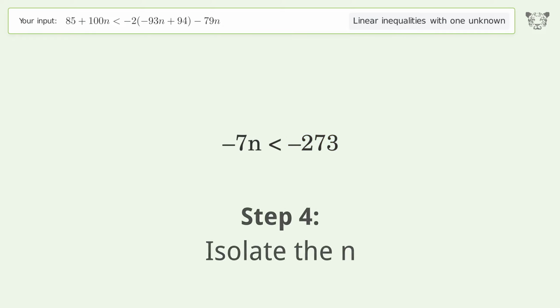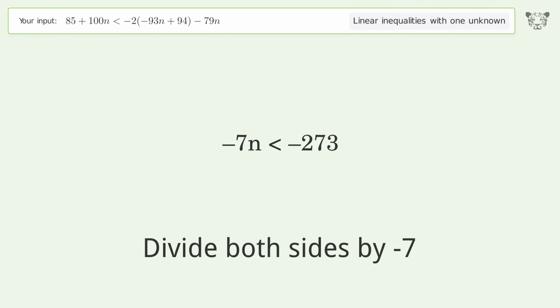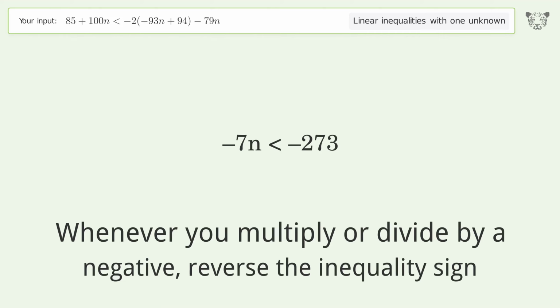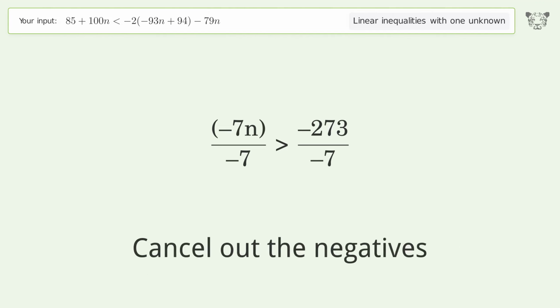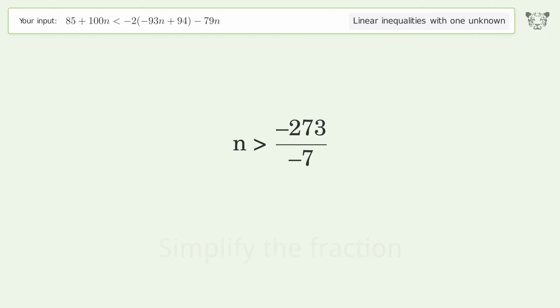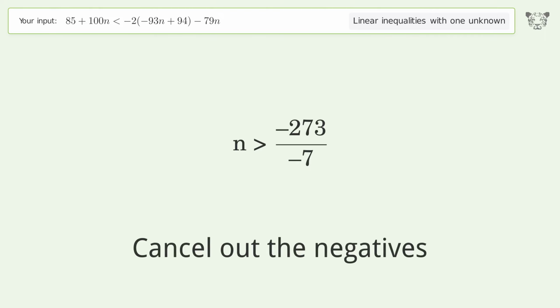Isolate the n. Divide both sides by -7. Whenever you multiply or divide by a negative, reverse the inequality sign. Cancel out the negatives. Simplify the fraction. Cancel out the negatives.